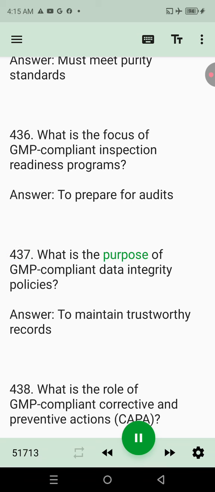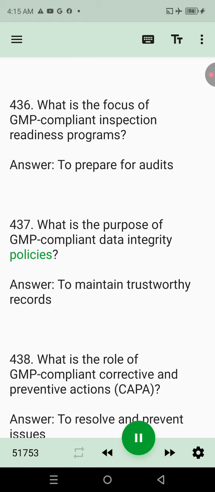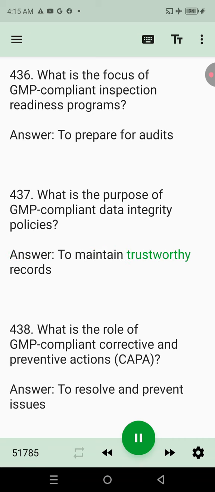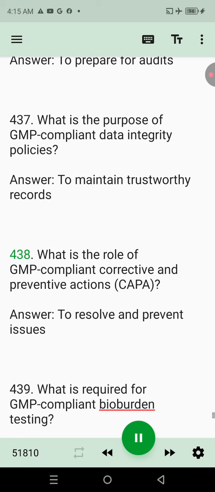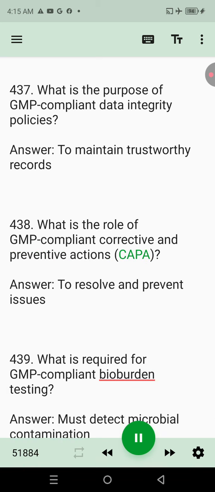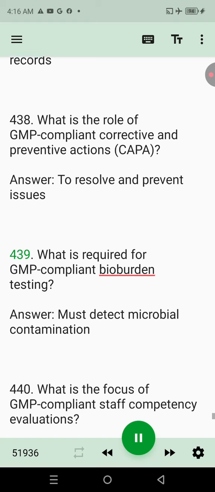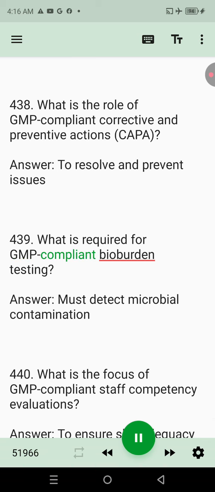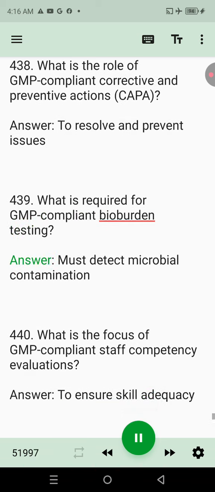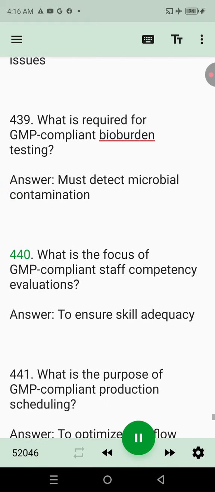437. What is the purpose of GMP-compliant data integrity policies? Answer: to maintain trustworthy records. 438. What is the role of GMP-compliant corrective and preventive actions (CAPA)? Answer: to resolve and prevent issues. 439. What is required for GMP-compliant bioburden testing? Answer: must detect microbial contamination.